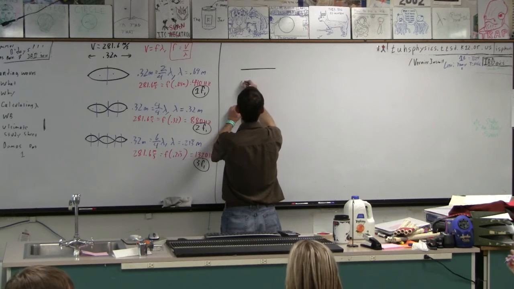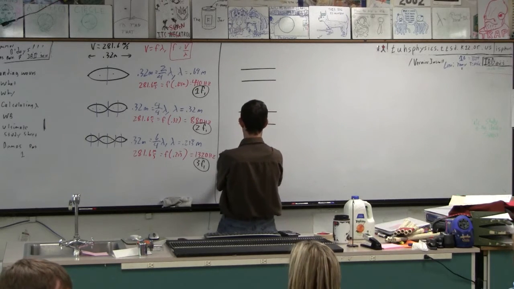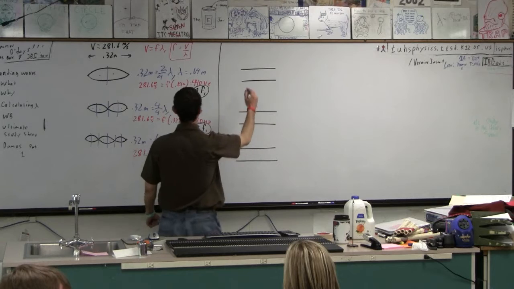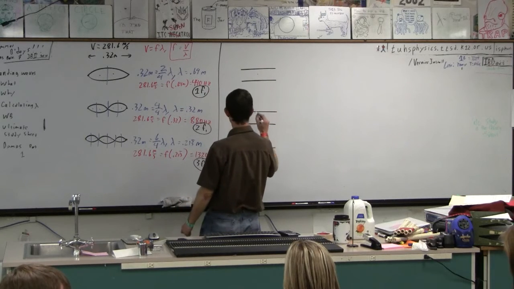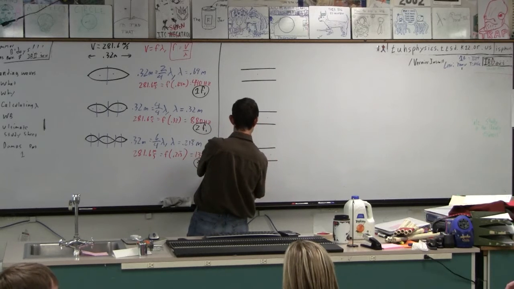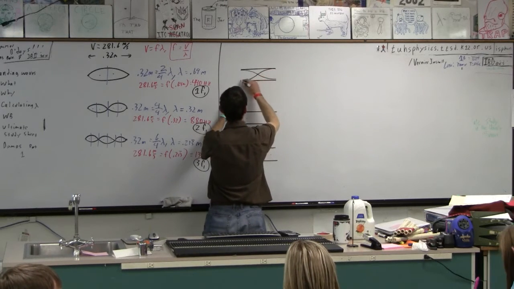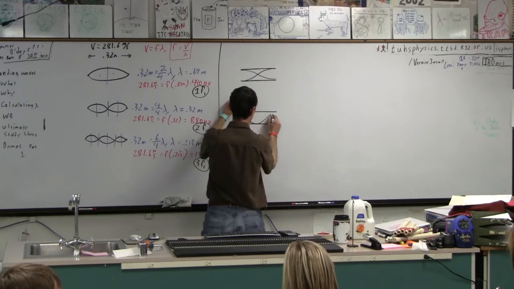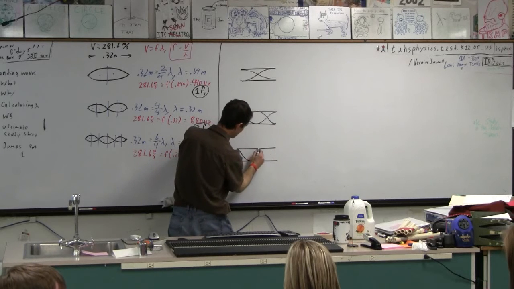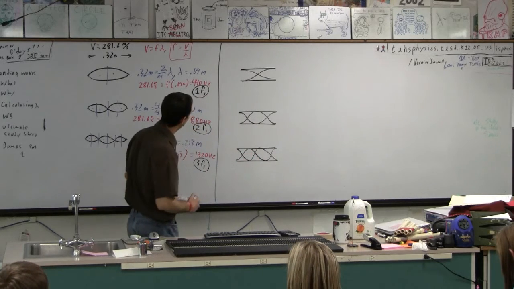So draw 3 pipes. Draw them all the same length. And then this guy, remember, has a node right in the middle. This guy has a node a quarter of the way. This one has a node 1/6 of the way. That one kind of sucked, but that's all right.